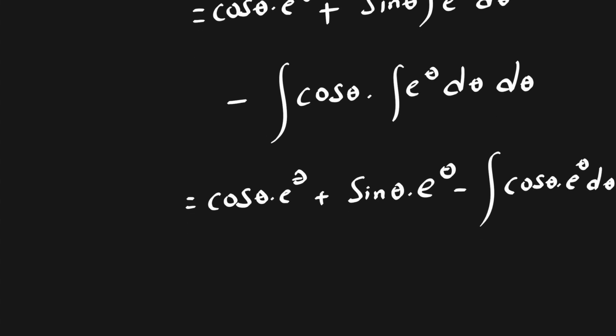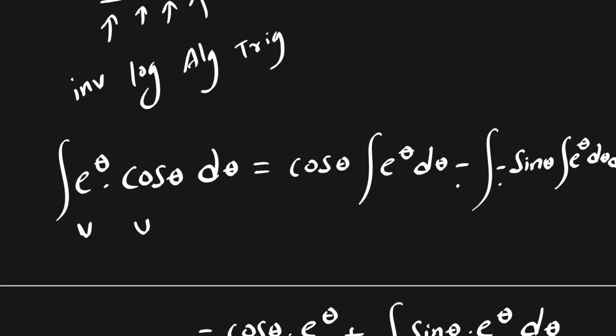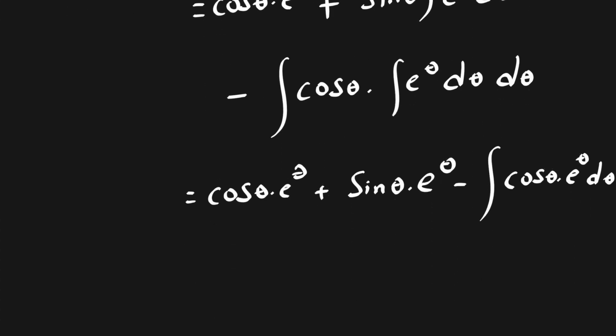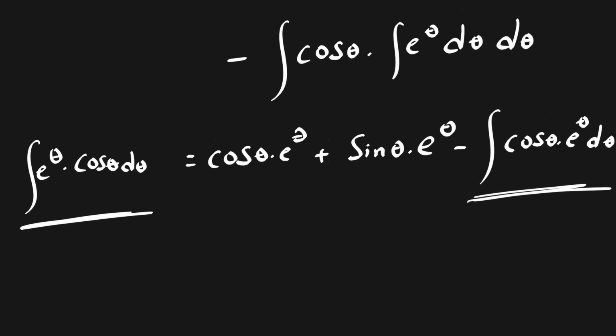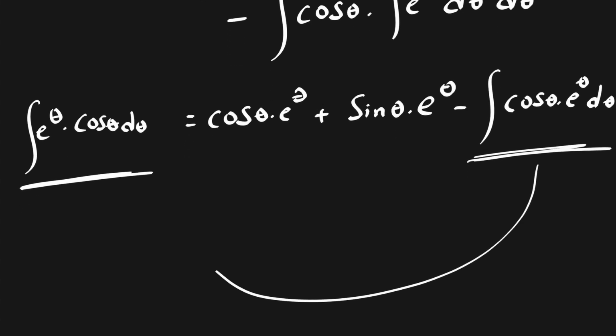Okay, and what is on the left hand side? On the left hand side we are integrating e to the power of theta times cos theta d theta, right? So integral e to the power of theta cos theta d theta. But if you look here, we have on the left hand side integral e to the power of theta cos theta d theta, and on the right hand side as well we have minus integral e to the power of theta cos theta d theta. So what we will do is bring this to the left hand side, making it positive.